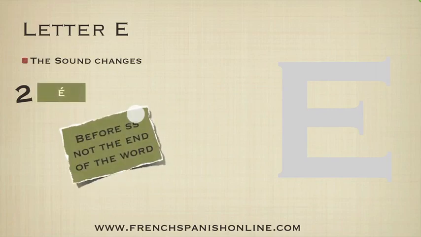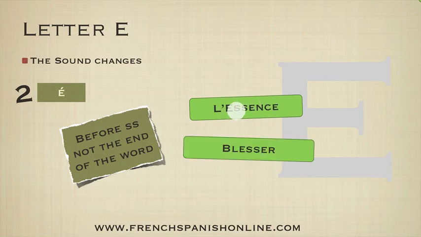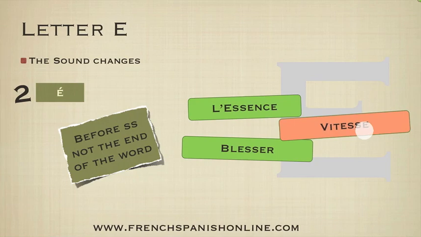The sound E again when the letter E is before double S but not at the end of the word. For example, here we say essence, essence. So this E is like a E, essence. The same thing for blessé, blessé to hurt, blessé. So the sound is E. However, you remember that vitesse, here the sound is different because E-double-S-E is the end of the word, vitesse.